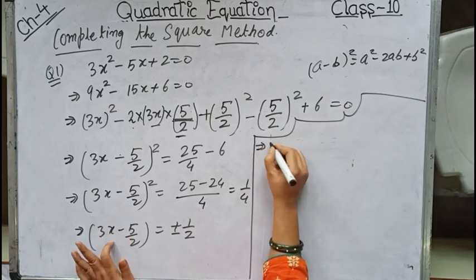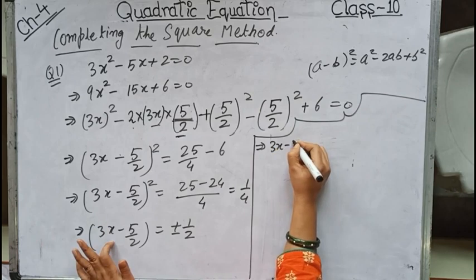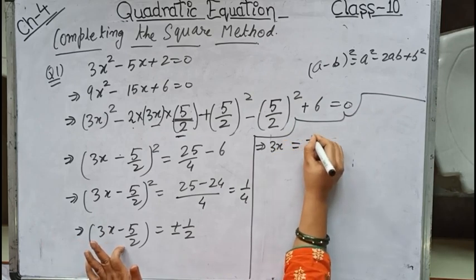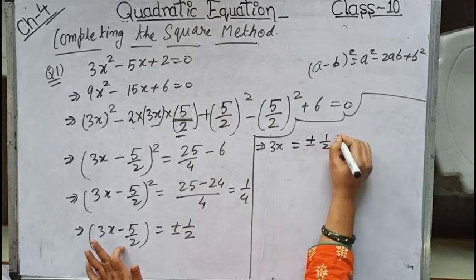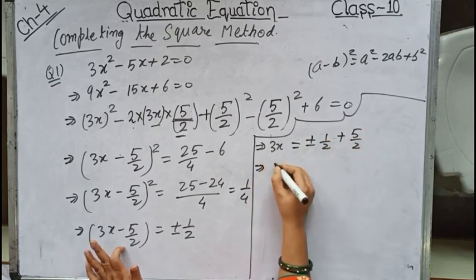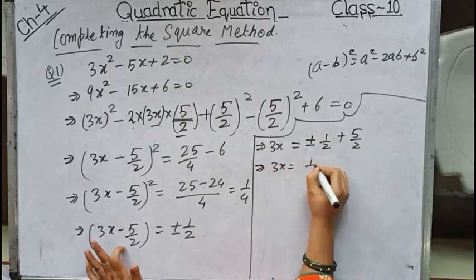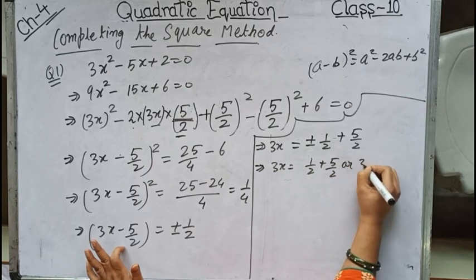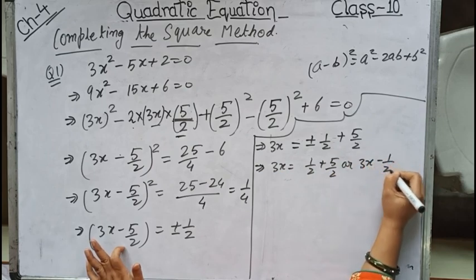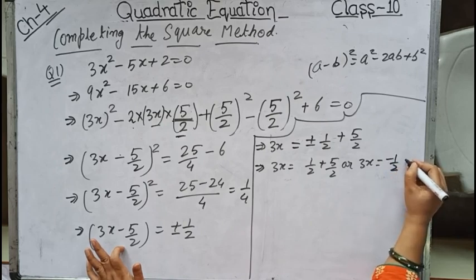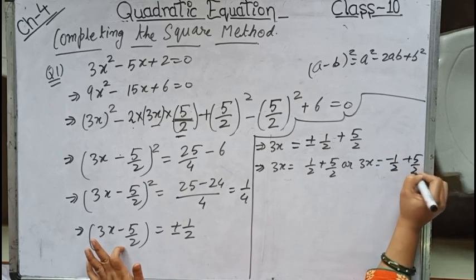This implies 3x equals plus minus 1 by 2 plus 5 by 2. Okay? This implies 3x equals 1 by 2 plus 5 by 2, or 3x equals minus 1 by 2 plus 5 by 2.